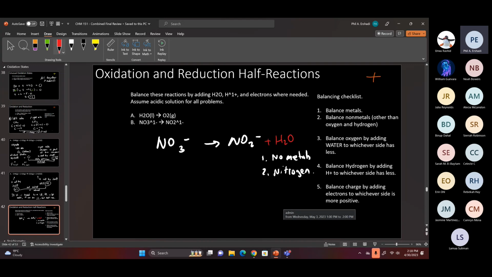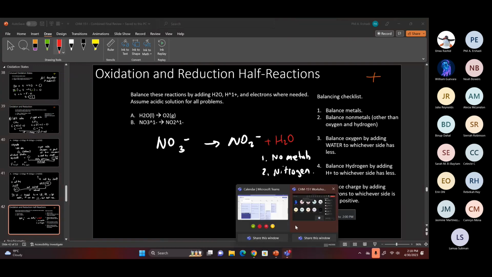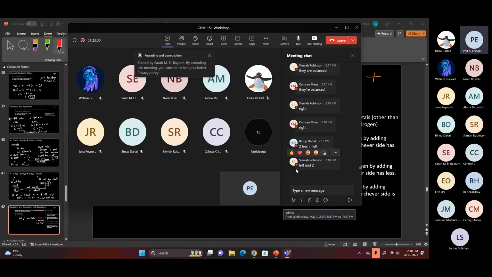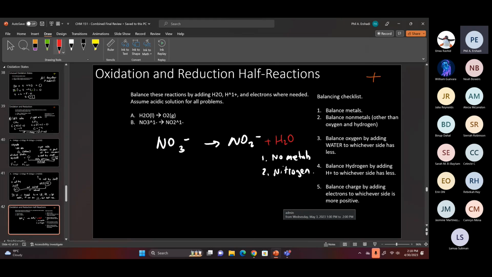Which side has less hydrogen, and how many less? Which side has less hydrogen? How many less hydrogen? Left, yep, left side needs 2, so we come in and add 2H plus onto the left. Now we check the charges.